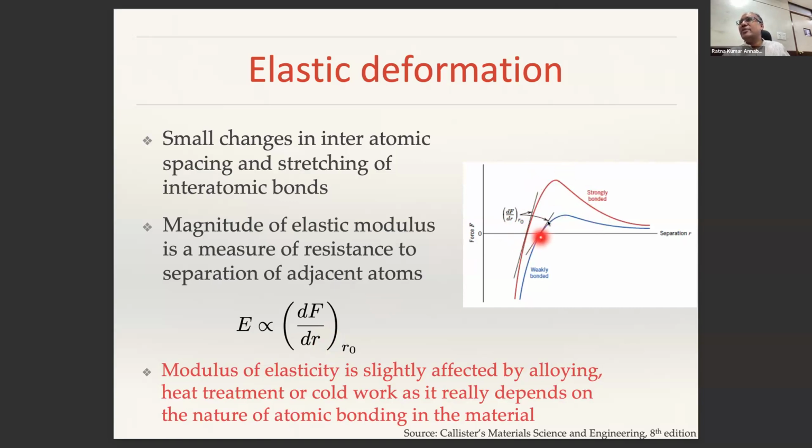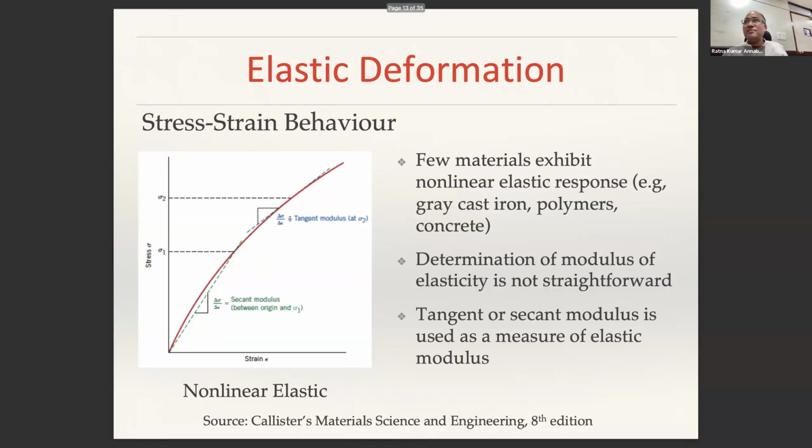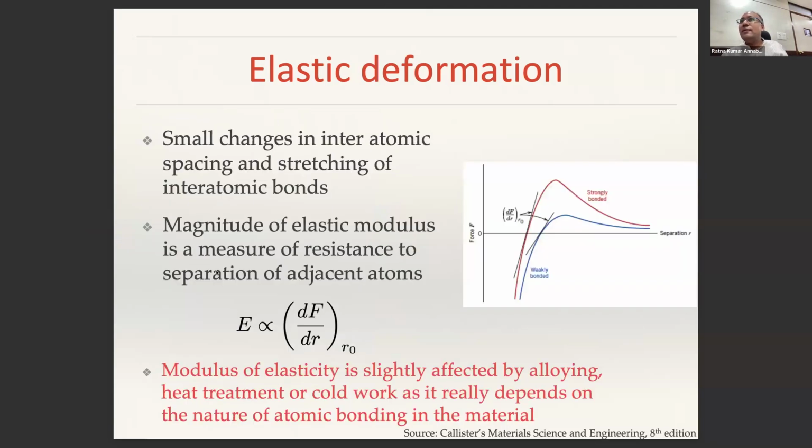This is weakly bonded. That means elastic stiffness will be lower here. You can see that, right? So the magnitude of elastic modulus that we are measuring here is a culmination of the interaction between the interatomic bonds, right? So it is a measure of resistance to separation of adjacent atoms. Because when you are applying the load, you are actually stretching the bond. The resistance offered by that bond is perceived as elastic modulus when we are measuring macroscopically.